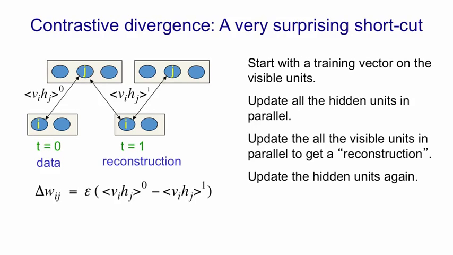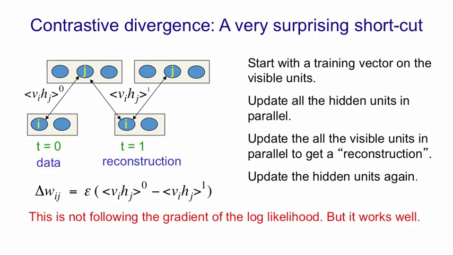The learning rule is then the same as before, except it's much quicker to compute, and this clearly is not doing maximum likelihood learning, because the term we're using for the negative statistics is wrong. But the learning nevertheless works quite well. Next week we'll understand a bit more about why it works well, but for now we'll just see that it does.